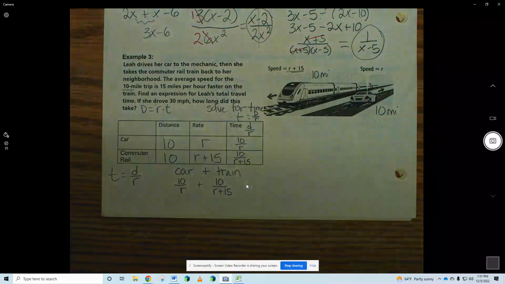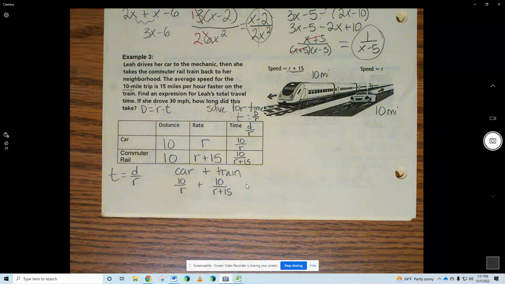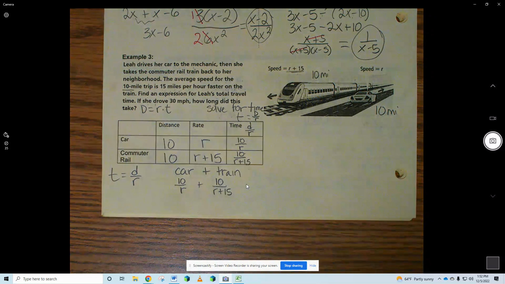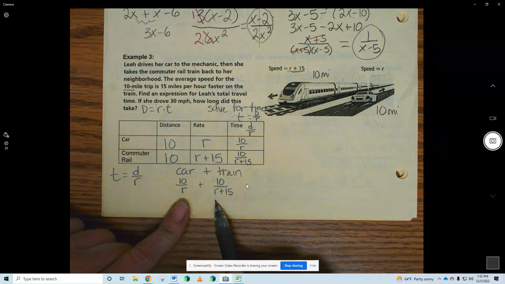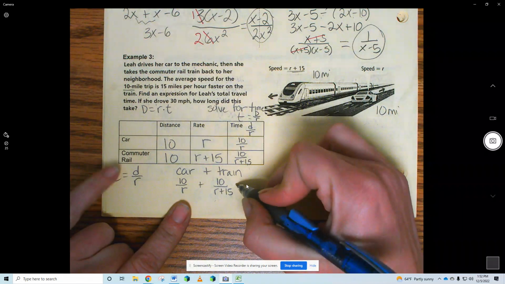Remember, the question says, how long? I don't know. So that's why I had to have this unknown time, and I manipulated these two numbers, the fractions, 10 over R, and then 10 over R plus 15. So I am now saying the total time that the car spent plus the time that the train spent is the whole trip. Okay. Now, sad news, if this were my addition problem, I don't have a common denominator. I can't add this. So how do I add this?